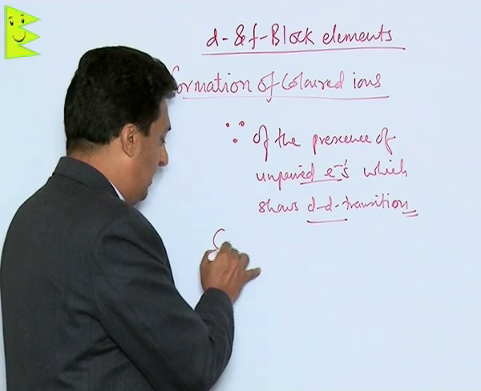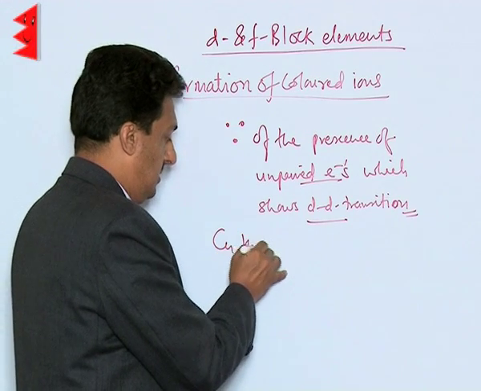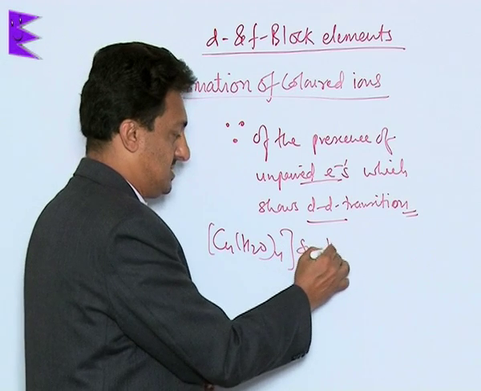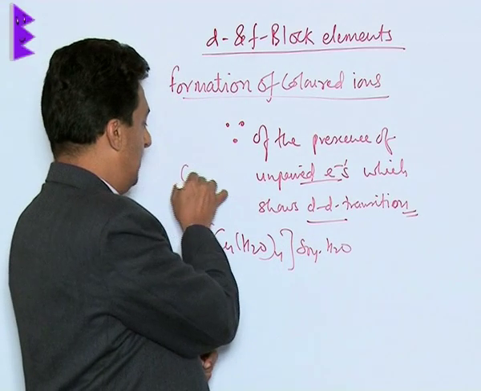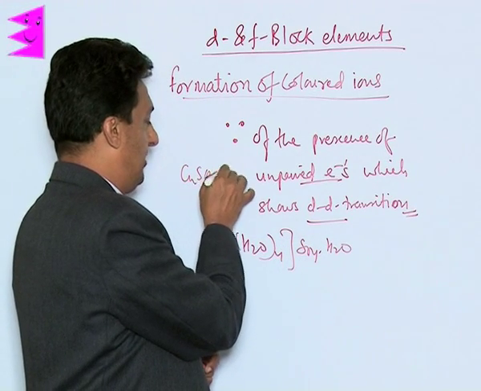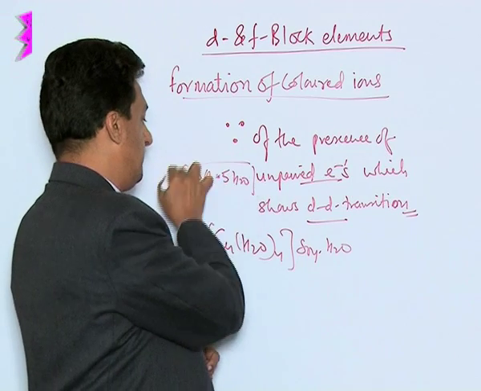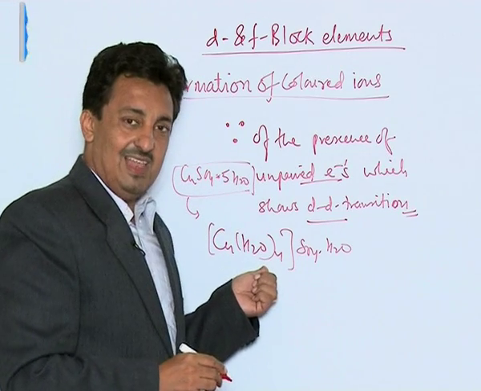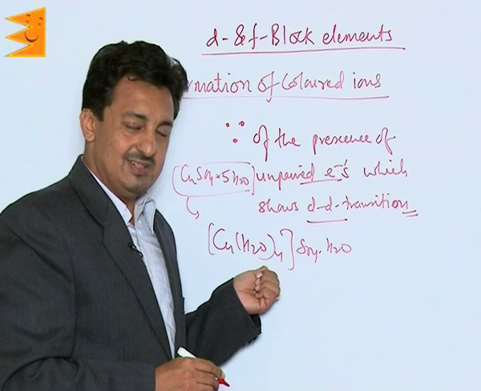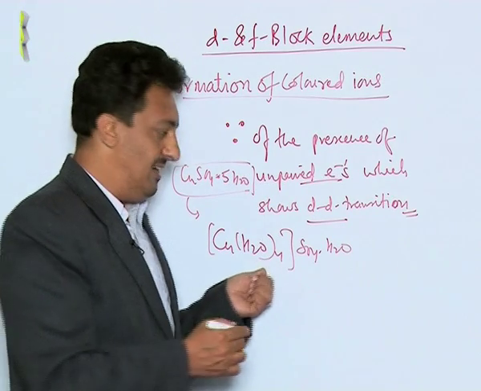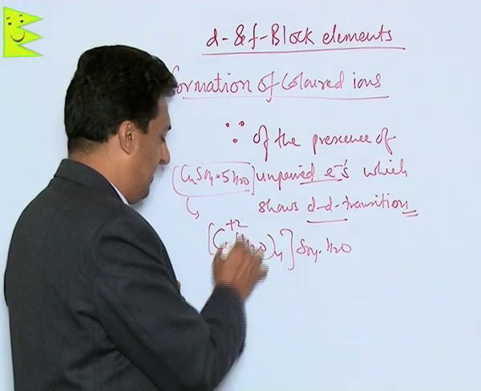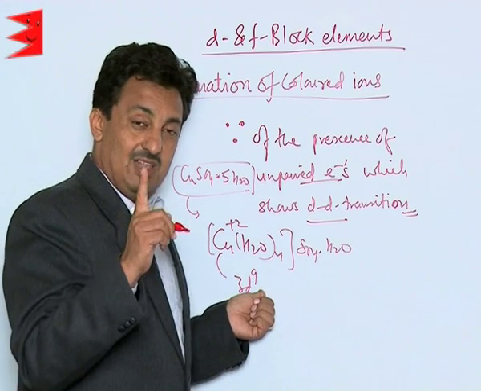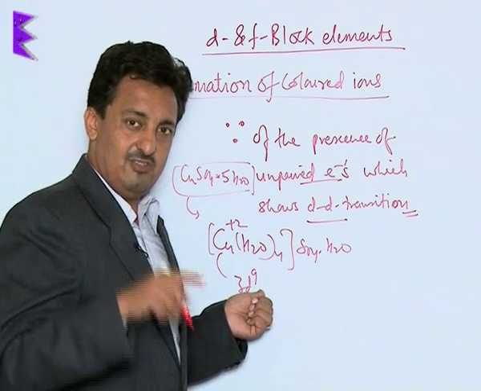The example I can give you is, we know copper sulfate mainly exists in the form of this complex. The copper sulfate, normally which we write as CuSO4·5H2O, it exists like this. Now water being present as a ligand causes the splitting of the d orbitals, and as a result the copper, which is existing in its +2 state, is having a 3d9 configuration and is having one unpaired electron. That unpaired electron shows d-d transition.